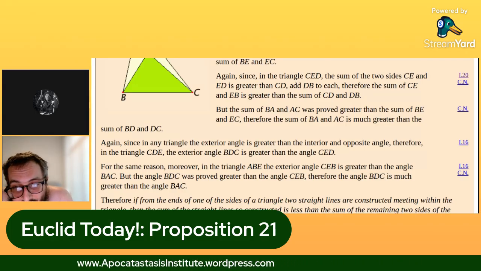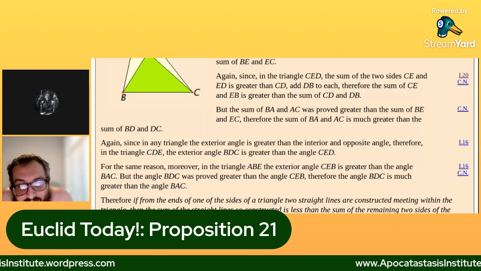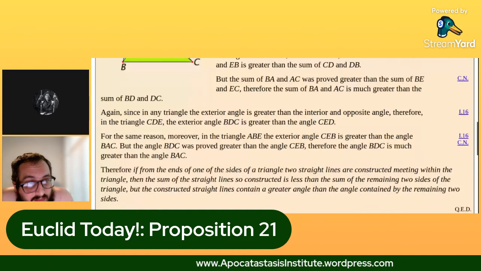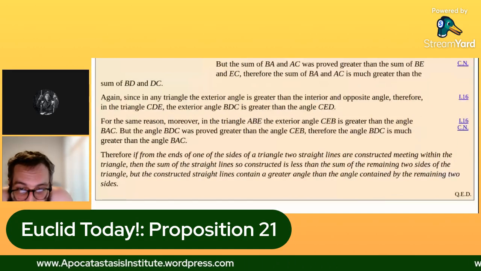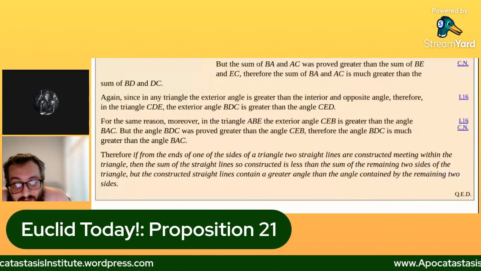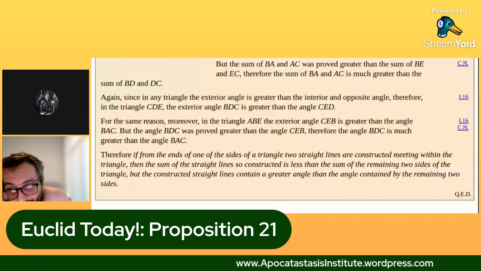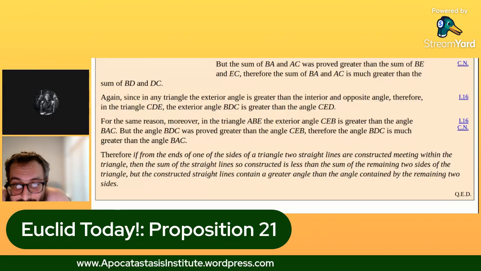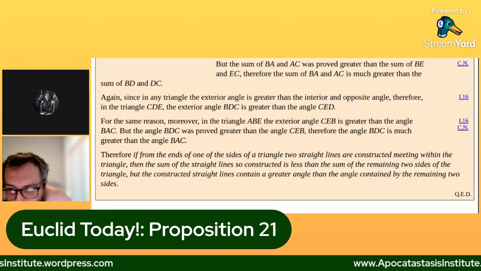Now we're going to reference proposition 16 that we already covered. Since in any triangle, the exterior angle is greater than the interior and opposite angle. Therefore, in the triangle CDE, the exterior angle BDC is greater than the angle CED. Okay, we're moving on to the next part of that proposition. This probably could be broken up into two propositions, but here it is.